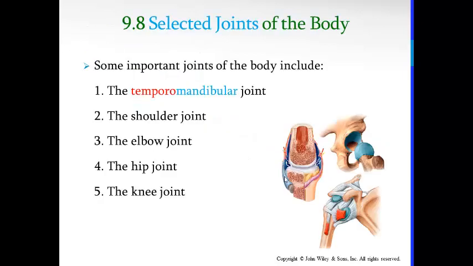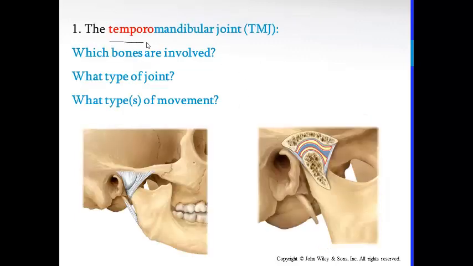Now we're going to take a close look at several selected joints of the body, starting with our first one, the temporomandibular joint. We'll then look at the shoulder joint, the elbow joint, the hip joint, and the knee joint. Each time you look at a particular joint, pay attention to which two bones are involved, or sometimes more than two, and also what type of joint they are and what motions are allowed. So first, let's take a look at the temporomandibular joint, or TMJ.